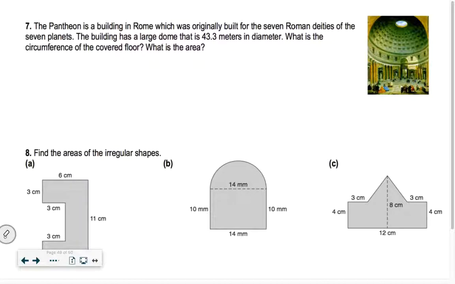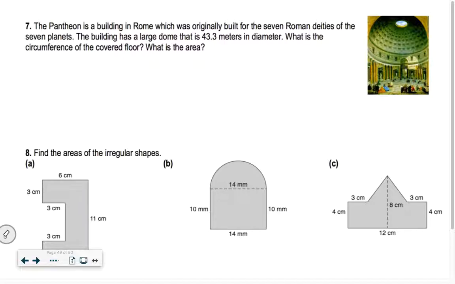So I don't know if they knew that the planets were round. I'm sure they did. I don't know. They didn't know the Earth was round, but they knew that those were. They thought the Earth was flat, but they could clearly see the planets in the distance. I don't know. So anyway, so what is the circumference of the covered floor?